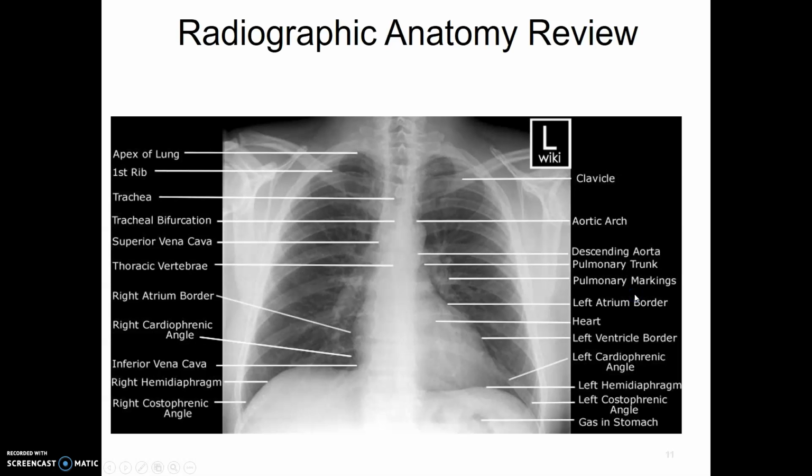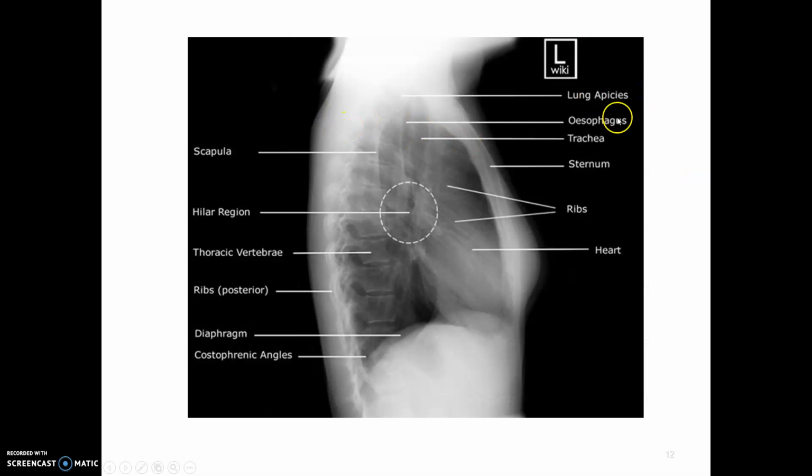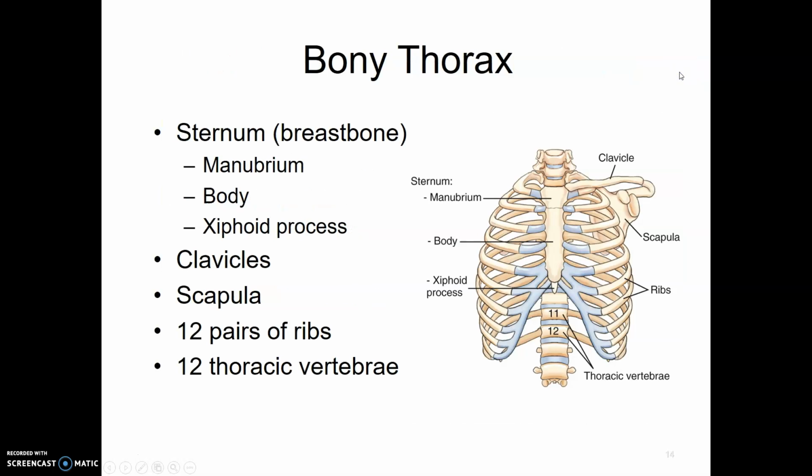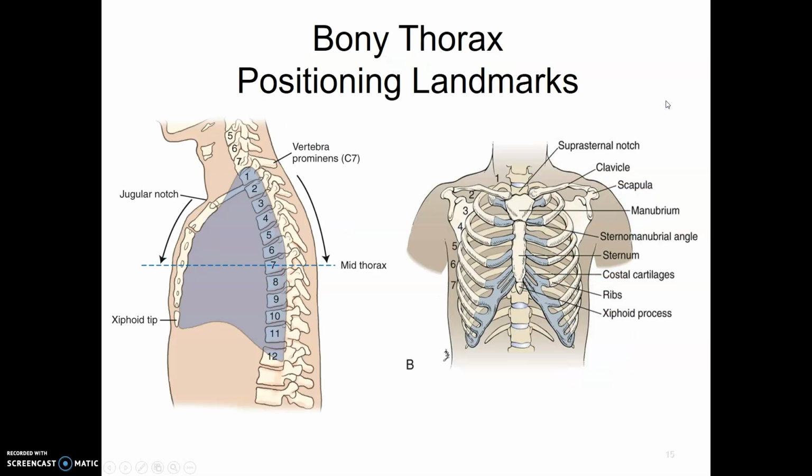Something I want you guys to do for me this week is to review your chest anatomy, both PA and lateral. Okay, review those for me. The divisions of the chest anatomy, so start going through bony thorax, respiratory system, and know what the mediastinum is. The space between the lungs. What's involved in the bony thorax? Review sternum, find the parts of the sternum as we go through here, clavicle, scapula, how many pairs of ribs, thoracic vertebrae, we're going to hit that further on in the semester.